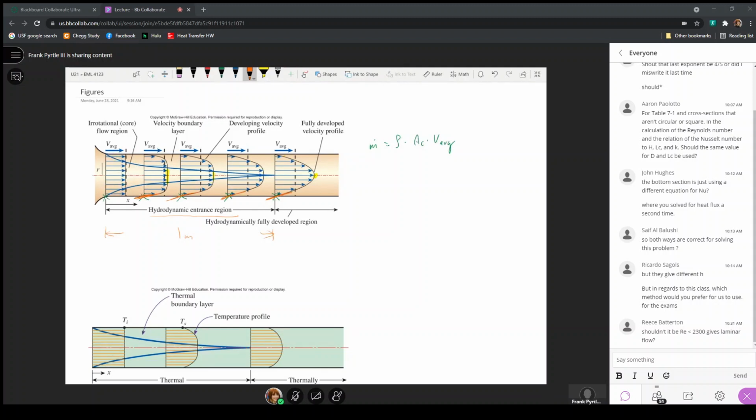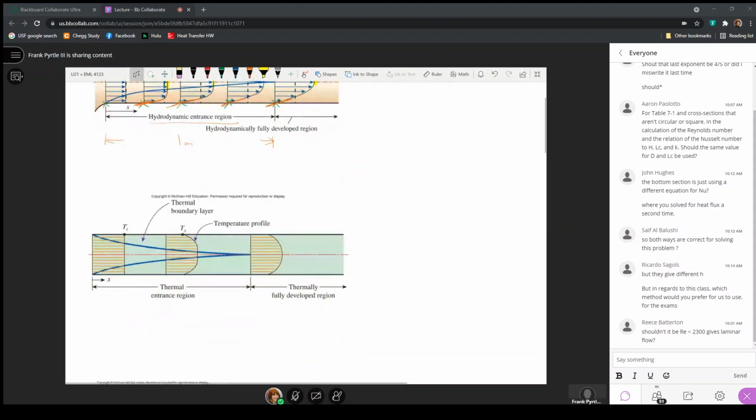Now, the consideration for that problem for heat transfer is through the definition of the thermal entry region length. In the thermal entry region, the temperature profile in the fluid is changing as a function of position. Now here, this blue line is an indication of the thermal boundary layer thickness. So this arrow is pointing to this blue bolded line here.